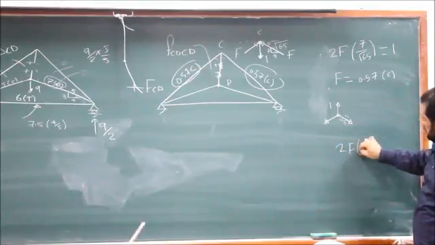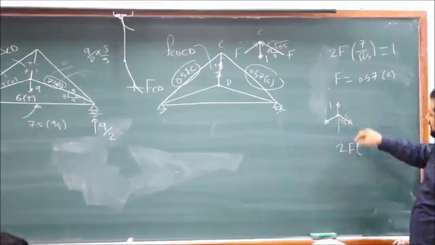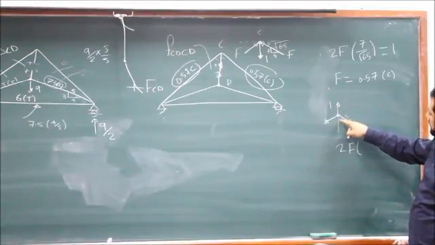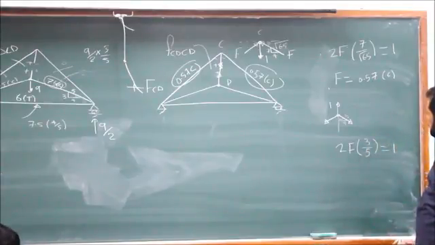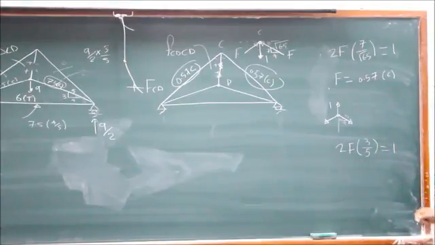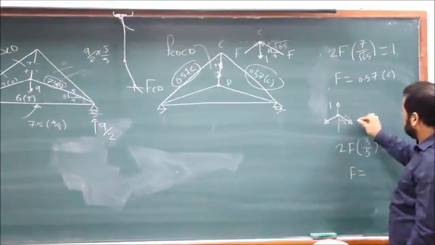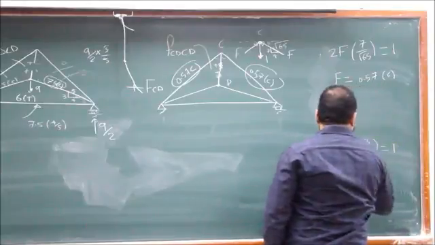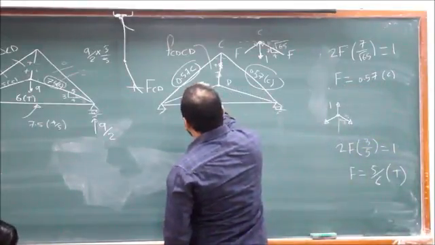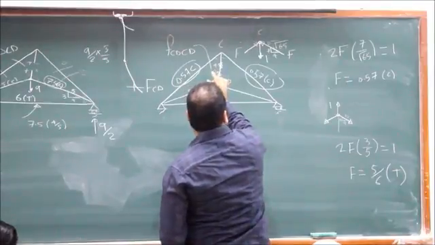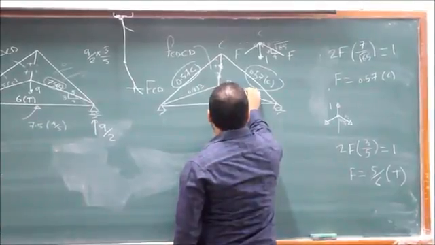2F sine of this angle. Sine of this angle, 3 over 4, 3, 5, equal 1. 5 over 6, which is 0.833. 5 over 6 tension. So this number is 0.833 or 0.833.